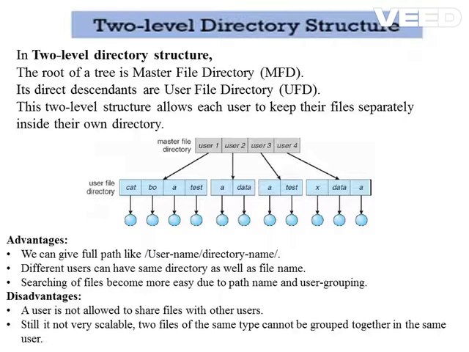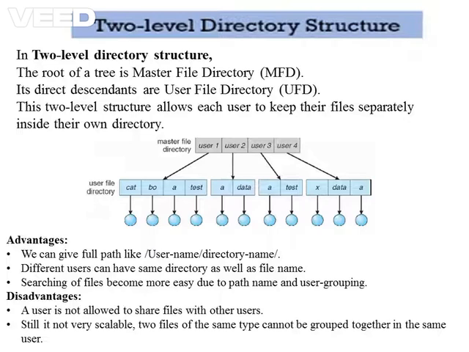The user level directory allows each user to keep their files separately inside their own directory. The advantages of using two level directories are, we can give a full path like username and directory name. Different users can have the same directory as well as file name. The searching of files becomes easier due to path name and user grouping.